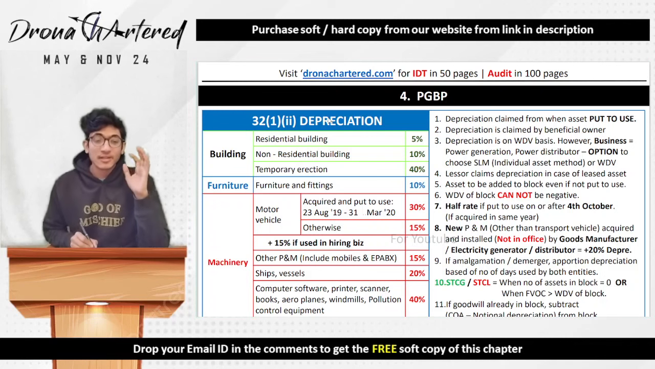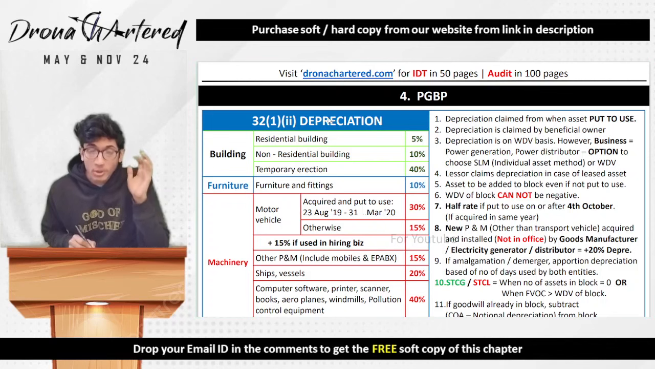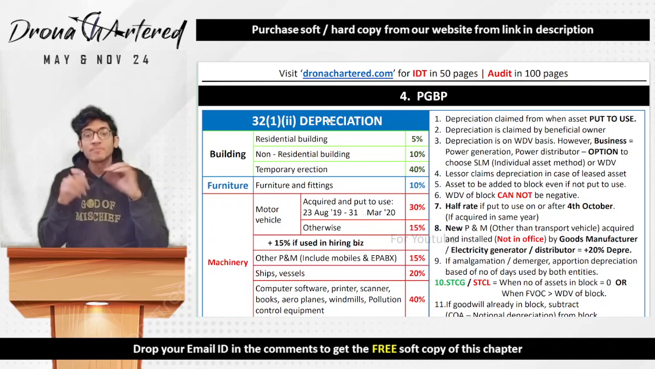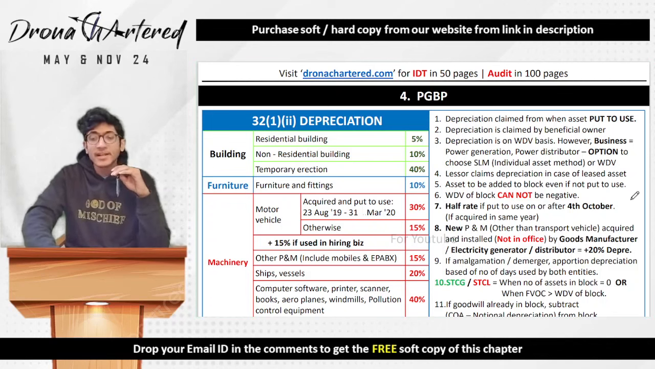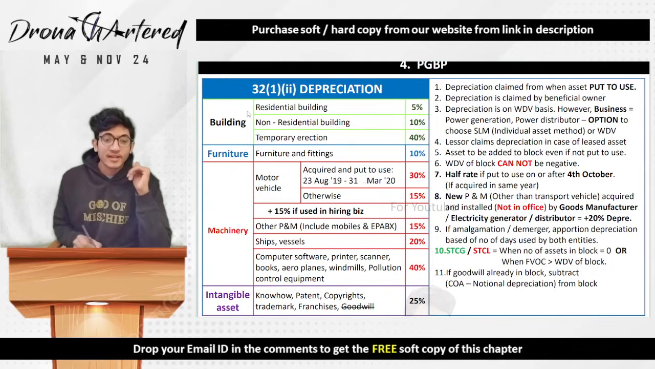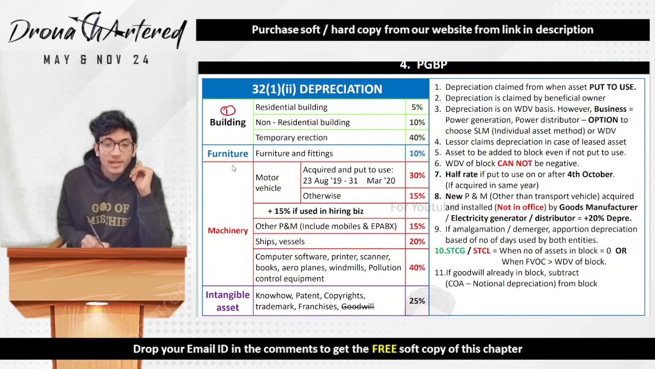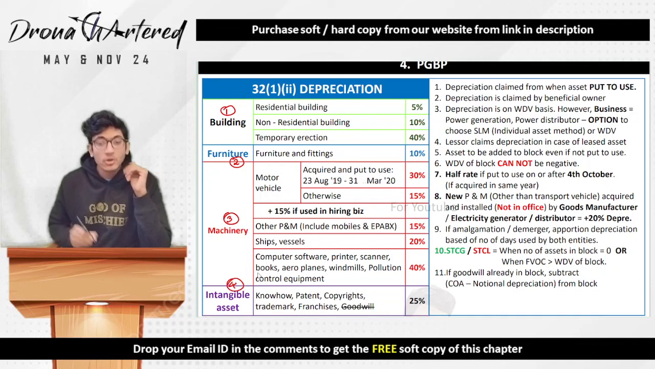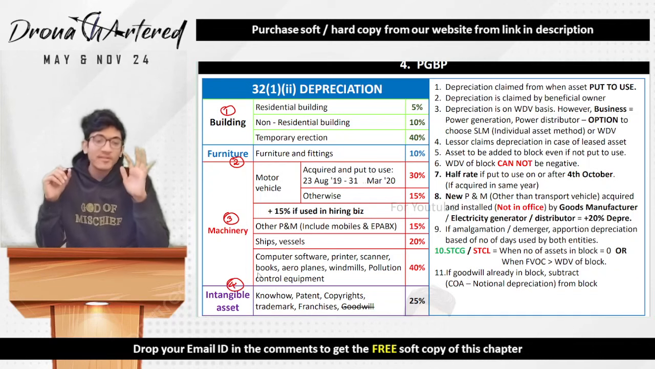So first, start with section 32.1.2, that talks about your depreciation. Under depreciation, they have maintained that there are basically four classes of assets. That is, first is your building, second is your furniture, third is machinery, and fourth is your intangible assets. So there are four types of assets.